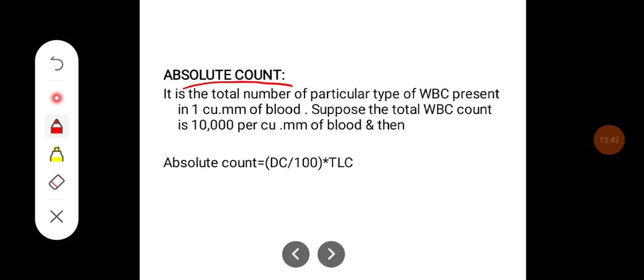Then absolute count, it is the total number of particular type of WBC present in 1 cubic mm of blood. Suppose the total WBC count is 10,000 per cubic mm of blood, then absolute count is equal to differential leukocyte count divided by 100 into total leukocyte count.